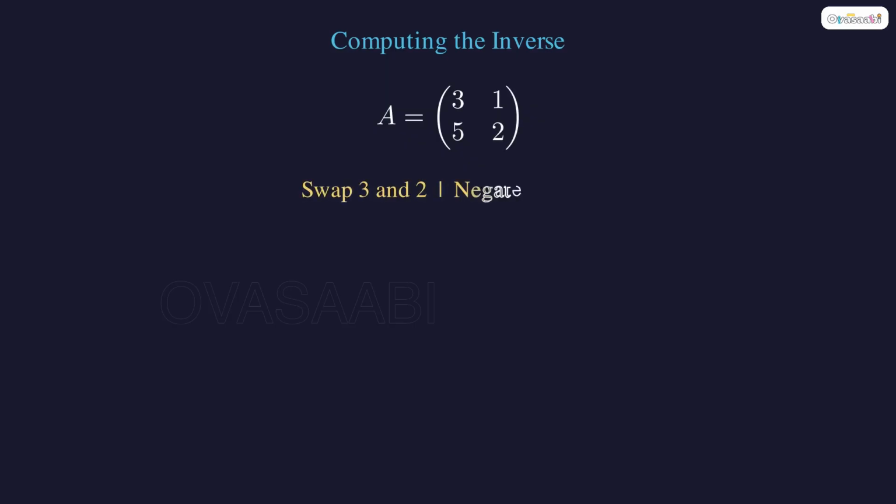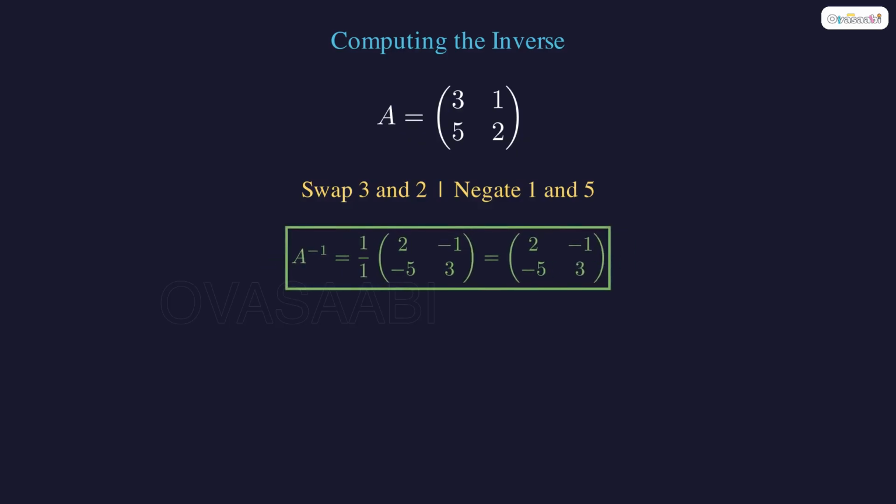Swap 3 and 2. Change 1 to -1 and 5 to -5. Since the determinant is 1, this is our inverse. Simple.